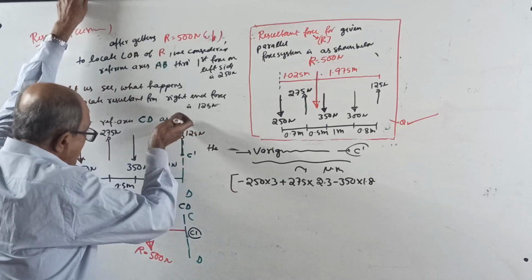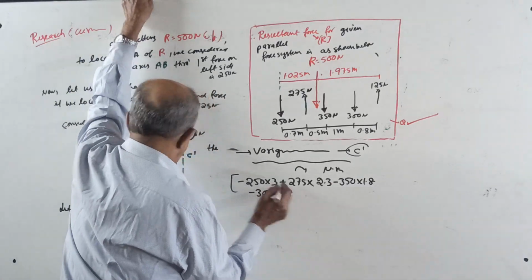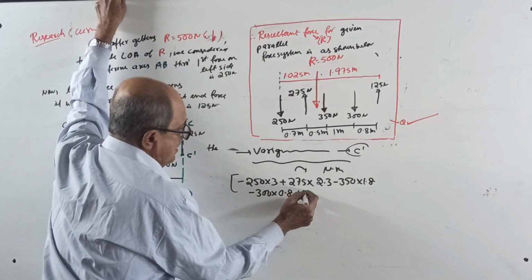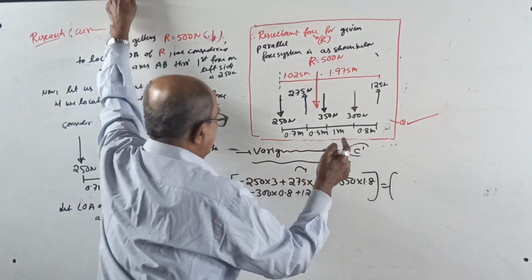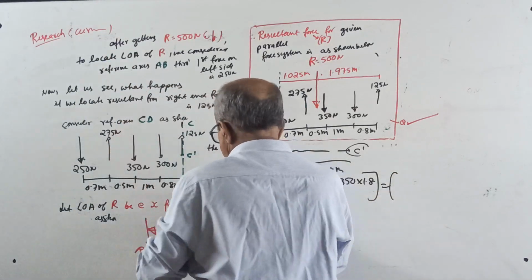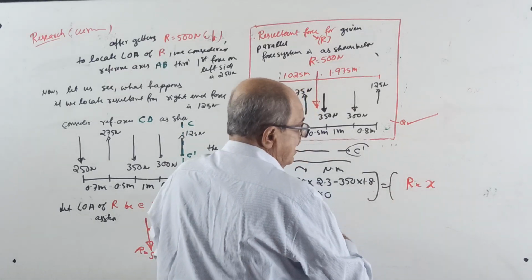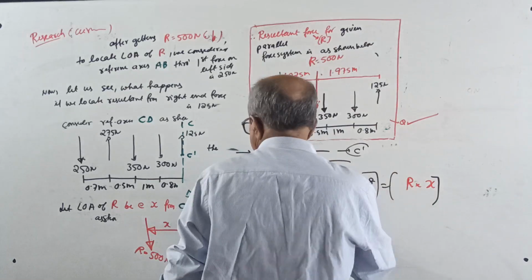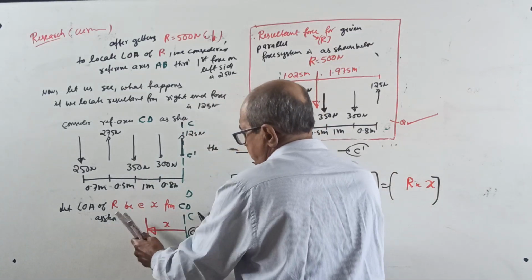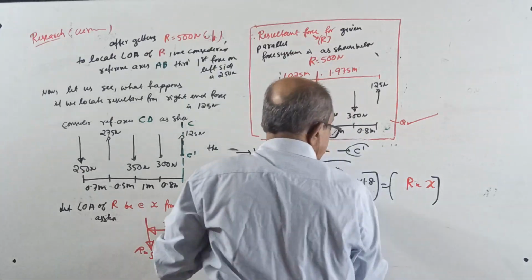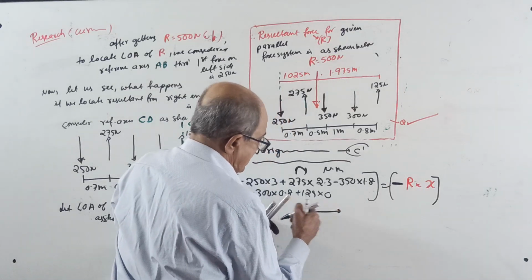1.8. Minus 300 into 0.8. Lastly, plus 125 into 0, equal to, very careful, R into x, the resultant. But be careful, one small mistake will spoil everything. We are taking clockwise positive. R into x is anti-clockwise, very, very important, so minus. Solve and get the value of x.